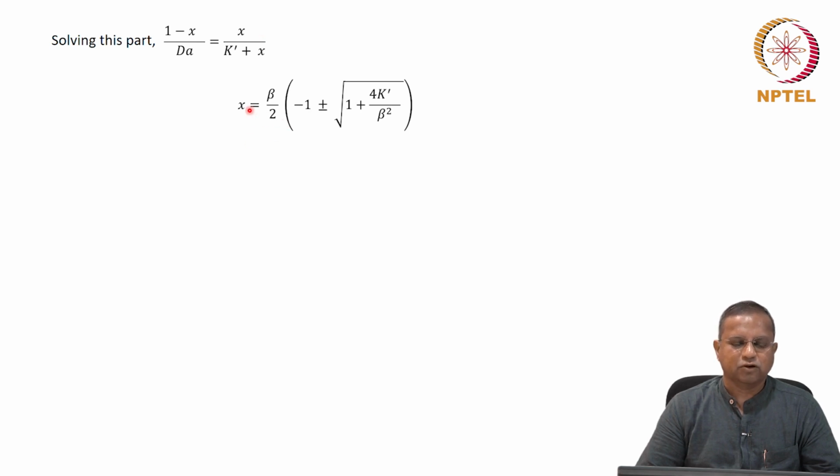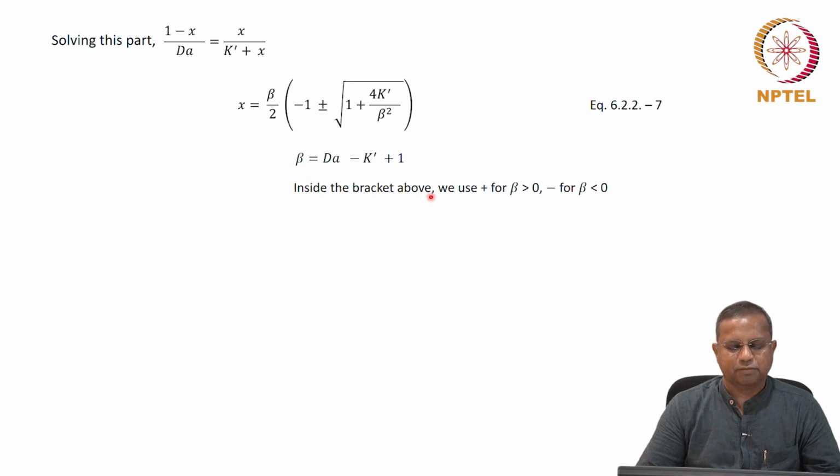Therefore, your solution is nothing but minus b plus or minus square root of b squared minus 4ac by 2a and so forth. That would turn out to be minus 1 when you normalize things, plus minus square root of 1 plus 4k dash by beta squared, the whole multiplied by beta by 2, where beta turns out to be the Damkohler number minus k dash plus 1. So, inside the bracket above, we use plus when beta is greater than 0, and we use minus when beta is less than 0. That provides the realistic solution.